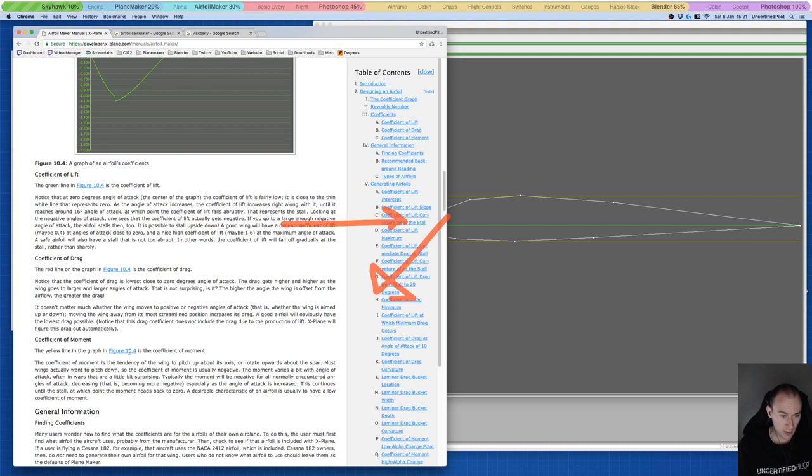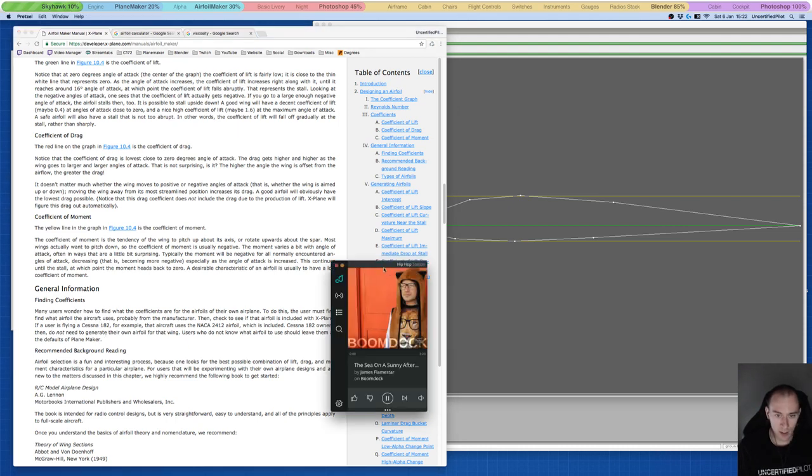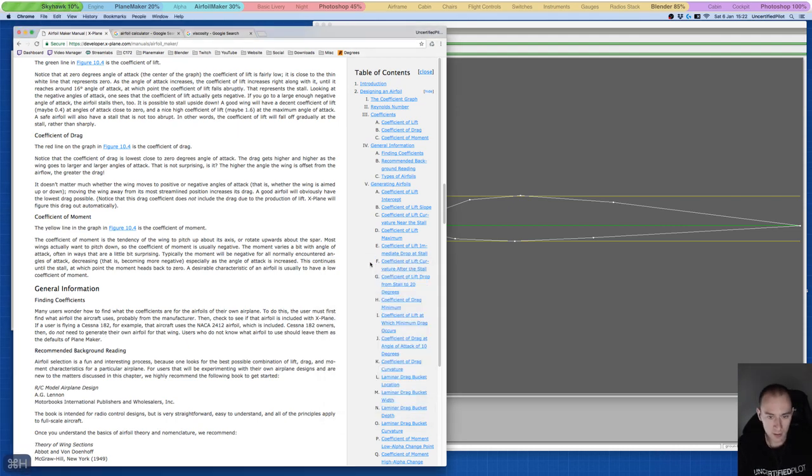Okay. Some moment. This is weird. Okay. General information. I like general information. Finding coefficients. Yes, many users wonder how to find what the coefficients are. Exactly, Laminar. Many users wonder how to find what the coefficients are for the airfoils of their own airplane. To do this, the user must first find what airfoil the aircraft uses.